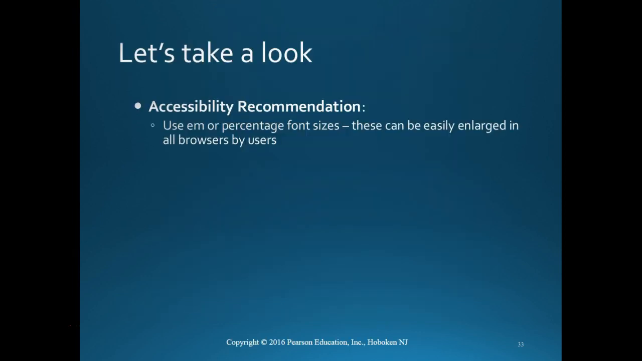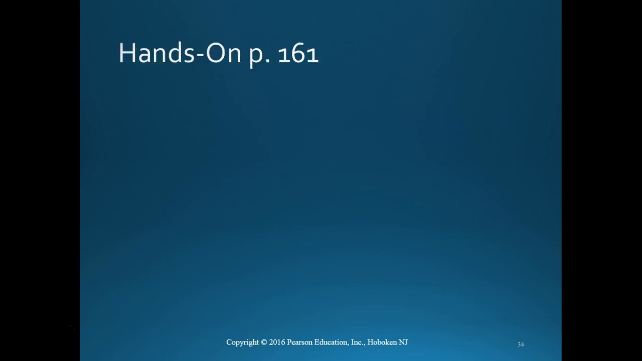So for accessibility recommendations, for screen readers, for people that rely on that, they recommend that you use ems or percentage font sizes because they can easily be enlarged on all browsers. So if you coded it to be 200% and that's only 24-point type and someone has poor vision and they need it to be 48, their screen reader can easily scale it up bigger and bigger. So those are the recommendations. This is something that a web developer knows about, but I just wanted to share it with you.